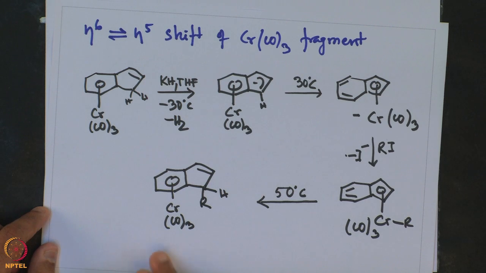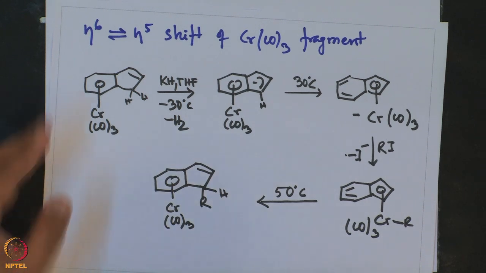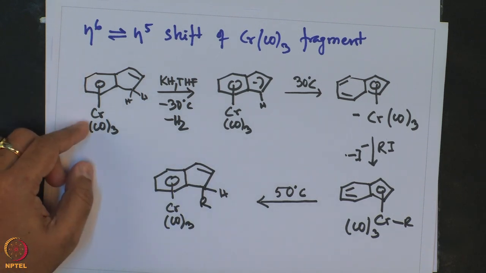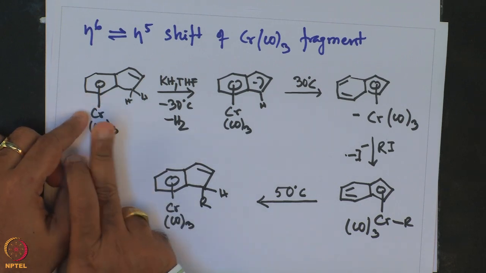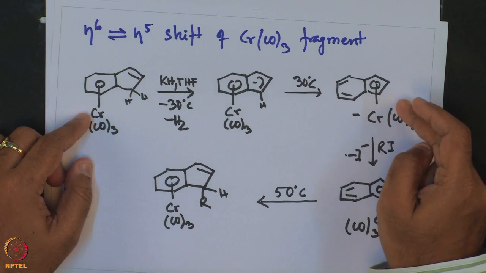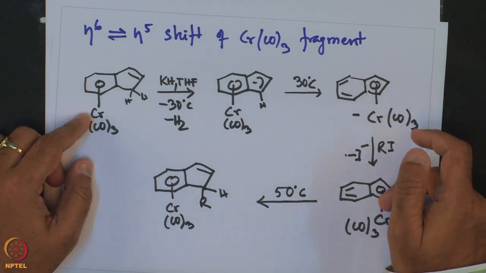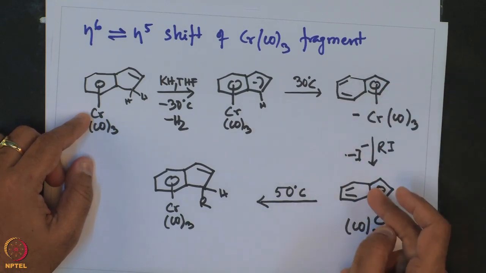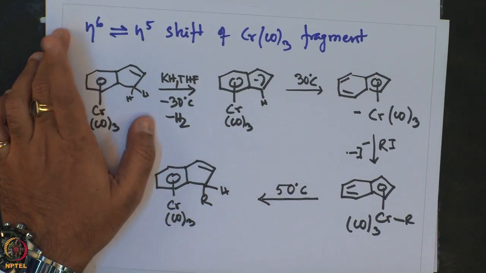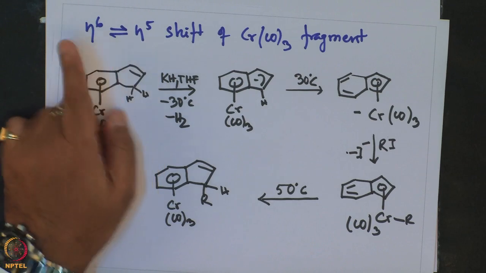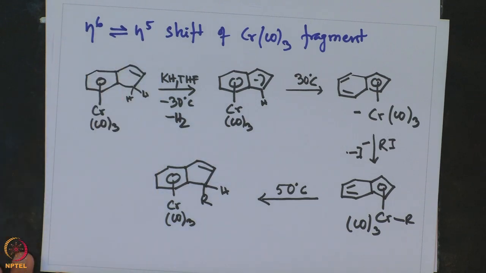So, what is observed over here is a beautiful demonstration of an eta 6 bound arene chromium carbonyl compound giving rise to an eta 5 bound species, and then it again goes back to eta 6. So, this is eta 6 to eta 5 and then back to eta 6 reconversion. Very nice example is shown over here.